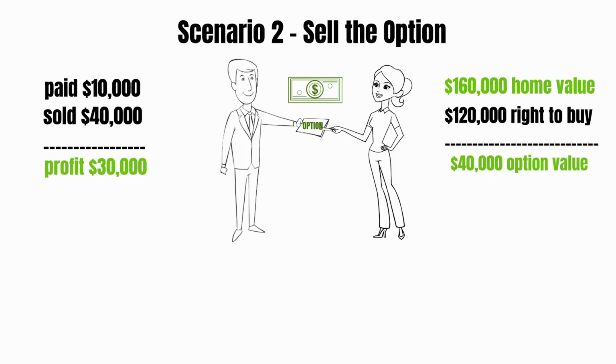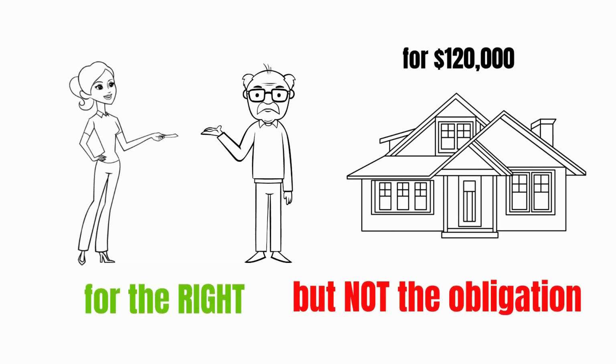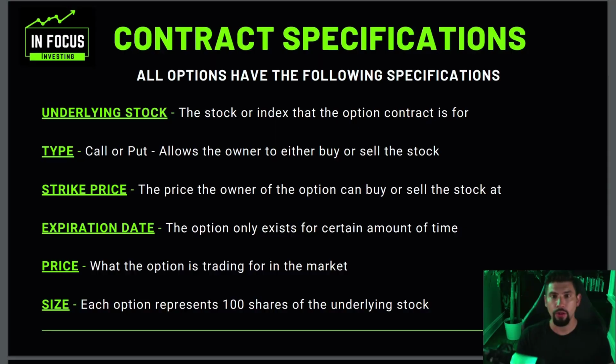Now, since I sold the option, the new option buyer now has the right, but not the obligation, to purchase that home at $120,000. All right, so I know that example might have been a little bit stretched out, but I needed to make a point as to what the option contract allows you to do.